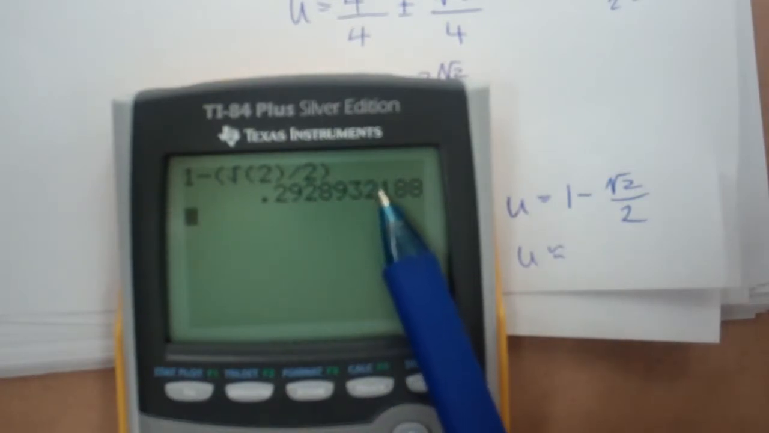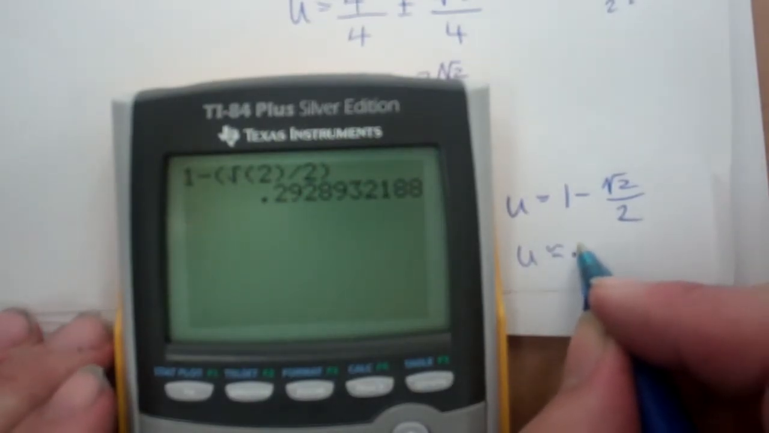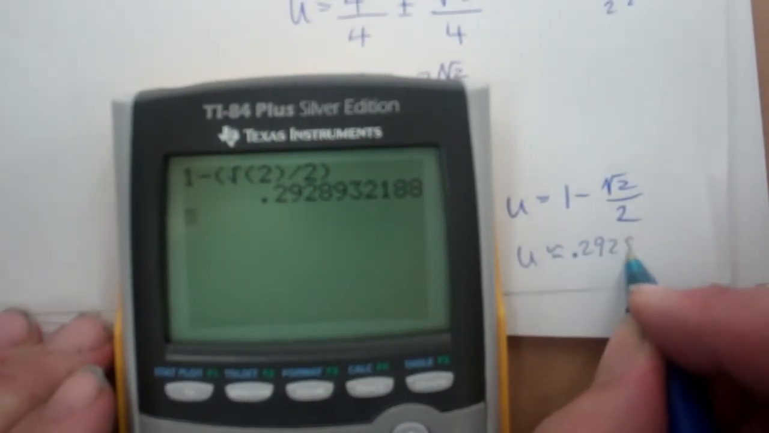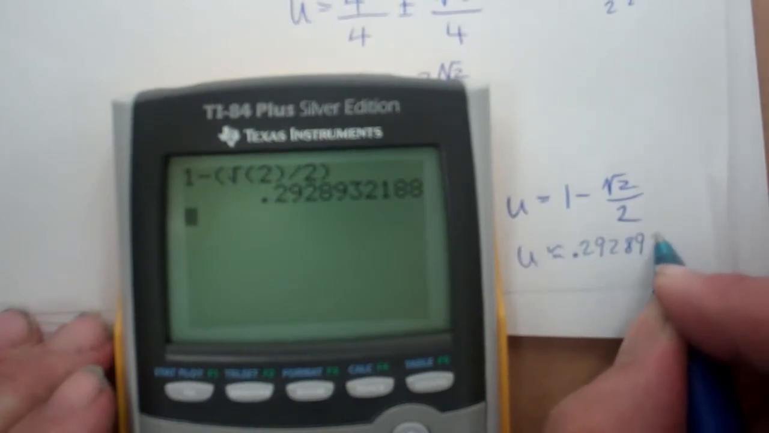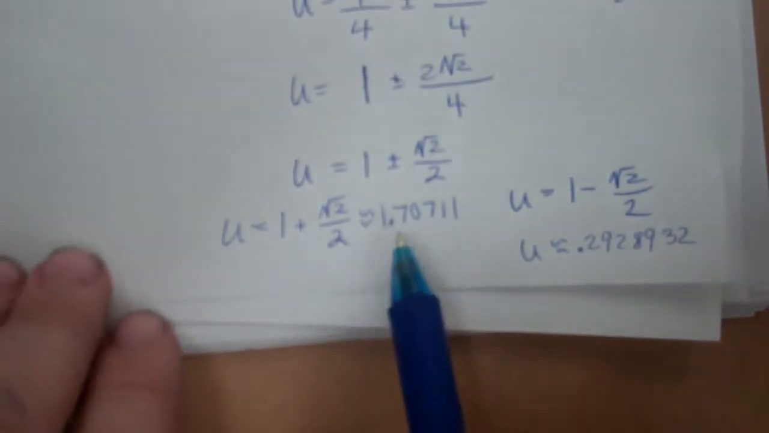0.2928932. I'll take it to at least that many places, since I don't have to round yet. So this is that u is approximately 0.2928932. So we have two possible values here.